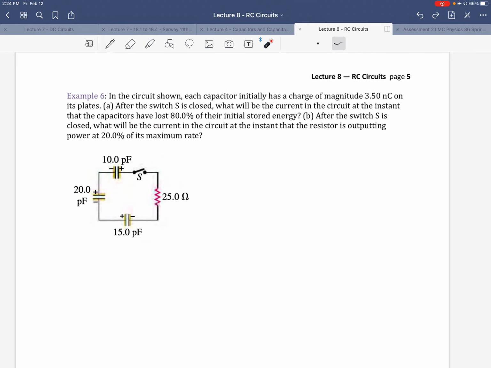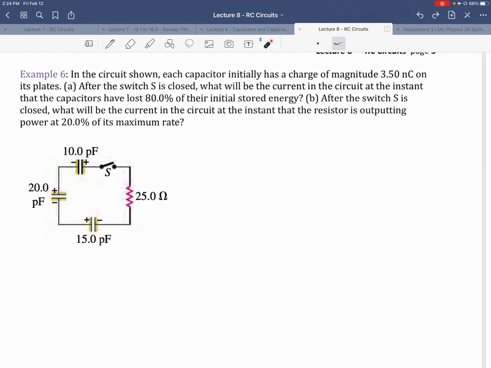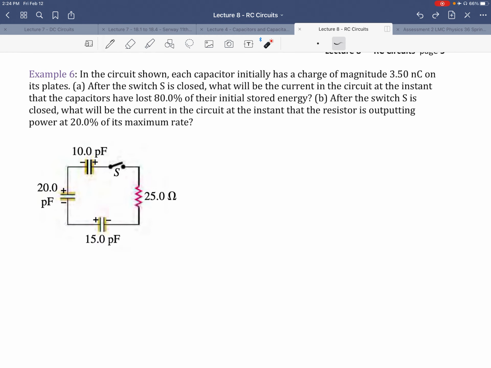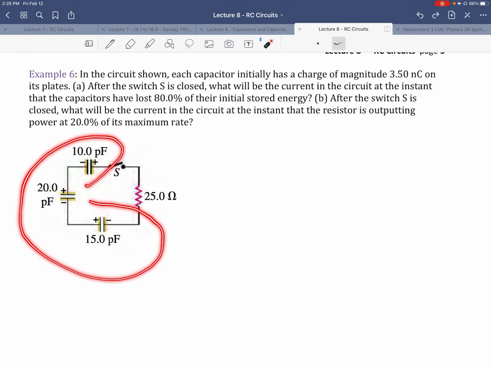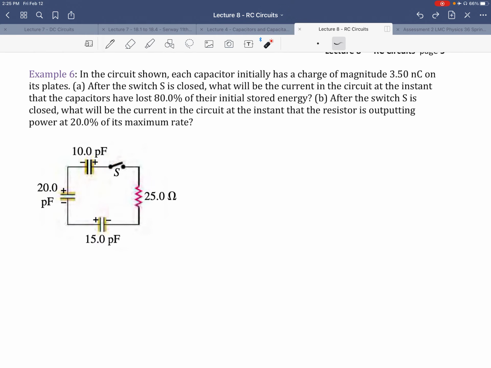All right, let's do our final example, example 6. This is the only one that I decided to include that involves energy, but let's take a look at how that changes things a little bit, not too much. Also notice that we are going to have to think about equivalent capacitance because we have 3 capacitors all in series. In the circuit shown, each capacitor initially has a charge of magnitude 3.5 nanocoulombs on its plates. After the switch S is closed, what will be the current in the circuit at the instant that the capacitors have lost 80% of their initial stored energy?